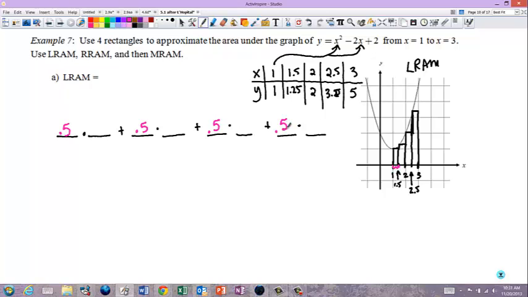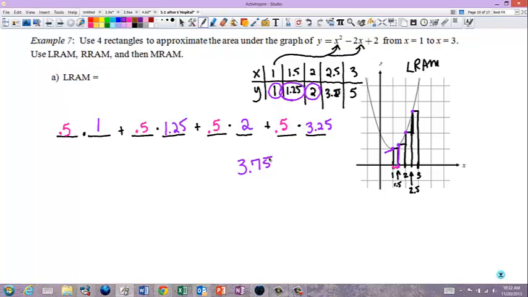Okay? And my height is going to be the height of my rectangle. How tall is it? Well, it's the distance at 1, so it's 1. And then the height of the next rectangle is the distance at 1.5, so that's 1.25. The next one is the distance at 2, which is 2. And then the next one is the distance at 2.5, which is 3.25. And I just stick that in my calculator, and I get 3.75. And that's approximating the area under the curve using an LRAM.